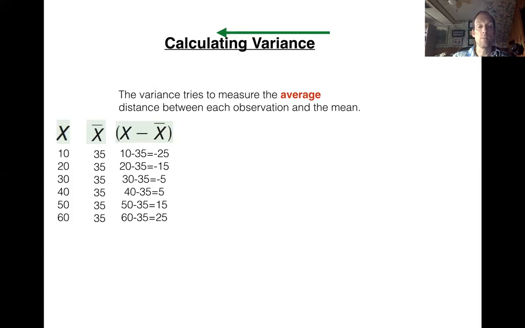And now it would seem that all I have to do is take all these numbers, add them up, divide by the total, and we're in business. But it won't work. The reason why is that if we add up all these numbers, the negative 25 will cancel with the 25, the negative 15 will cancel with the 15, negative 5 will cancel with the 5, and we're going to end up with 0. So we can't divide 0 by a number and get anything meaningful.